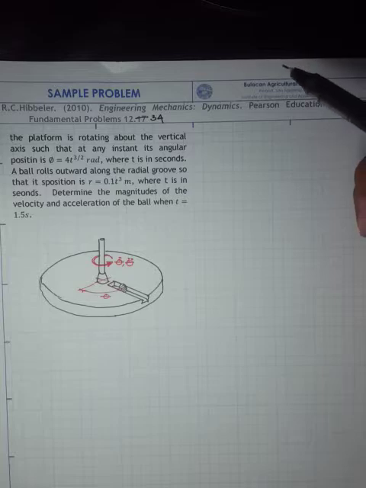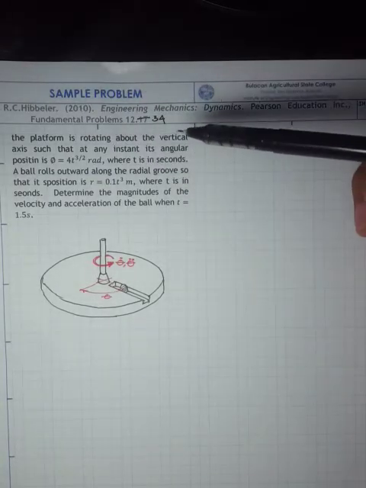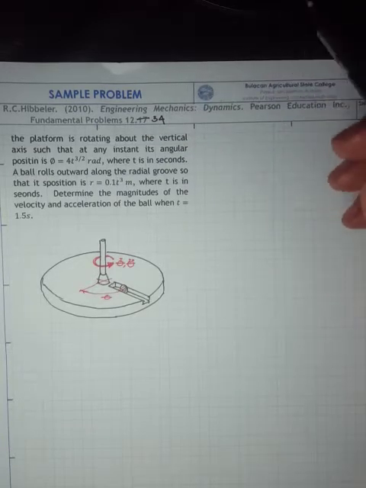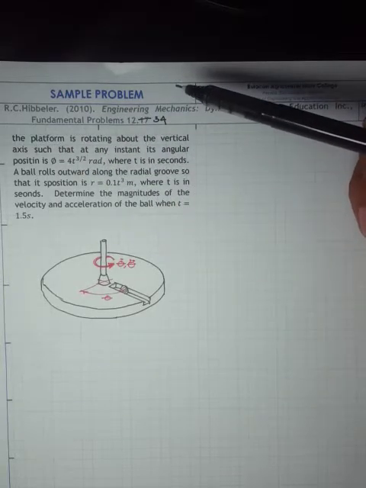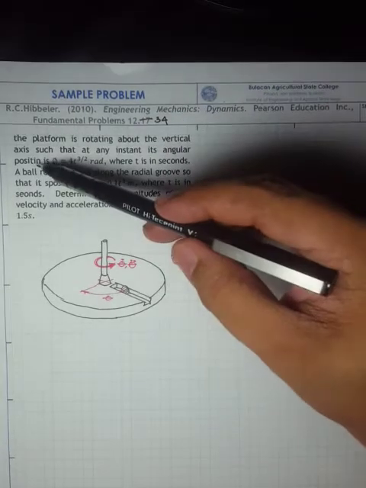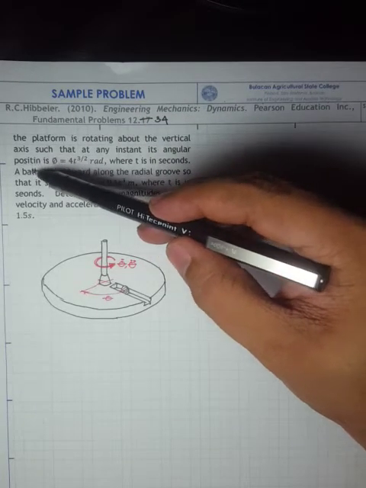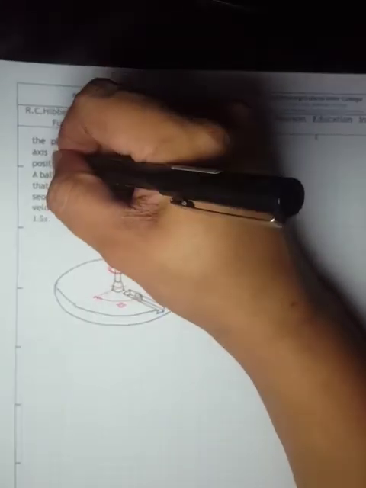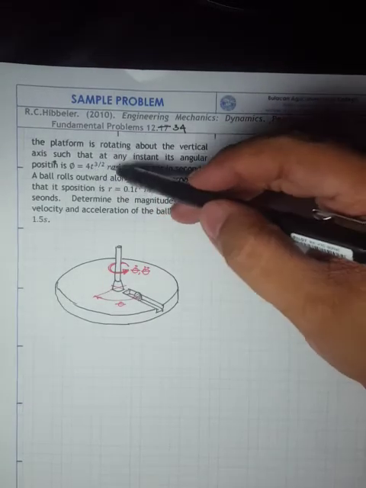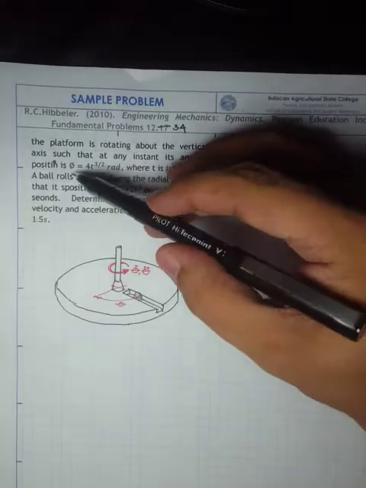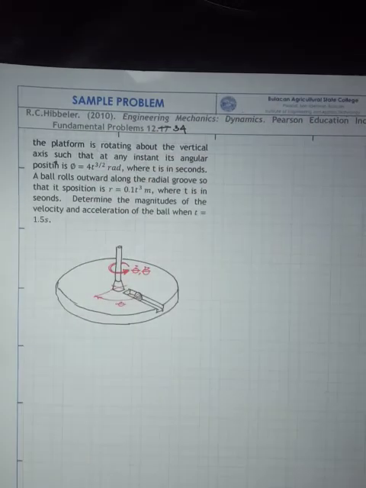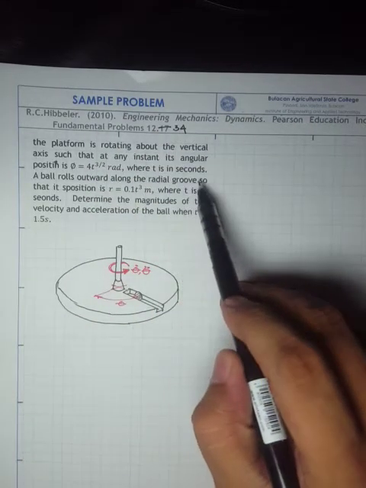This problem is taken from the textbook of R.C. Hibbeler, and it's actually fundamental problem 12-34. The problem says the platform is rotating about the vertical axis such that at any instant its angular position theta is equal to 4t raised to 3/2 in radians. So that's the unit of our angular position, where t is in seconds.